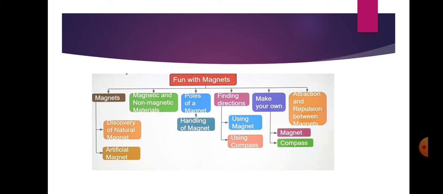Then how we need to handle a magnet. Then what are the different uses of magnets in finding out the direction. Then how we can make our own magnet, how we can make our own compass, and at last we'll understand about attraction and repulsion between magnets. So let's get started.